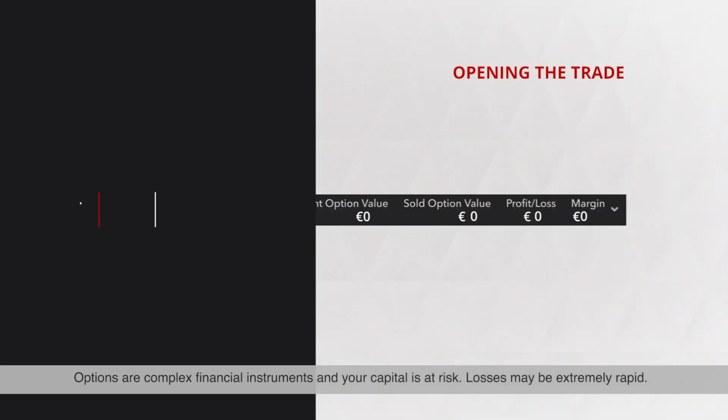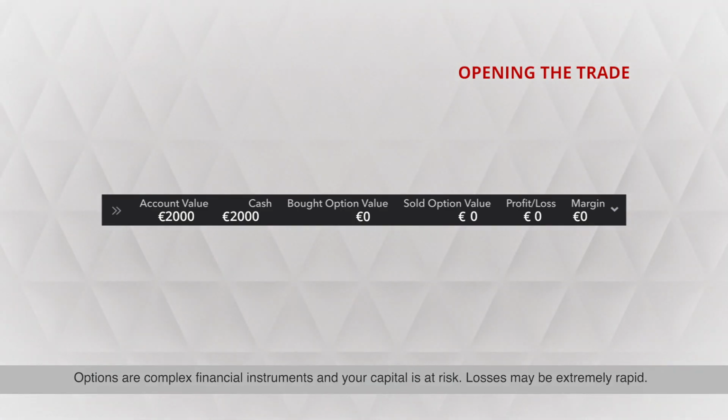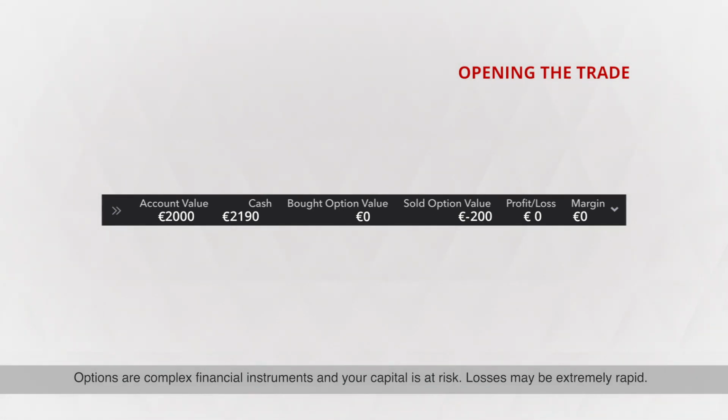In this example, when you sell a put option, you receive the premium of €190. There's a small commission of 10 cents per contract, but that's excluded here for simplicity. Your cash balance goes up by the amount of the premium that you receive. You're then short an asset, the value of which is reflected in the sold option value column, as shown at the top of your account.